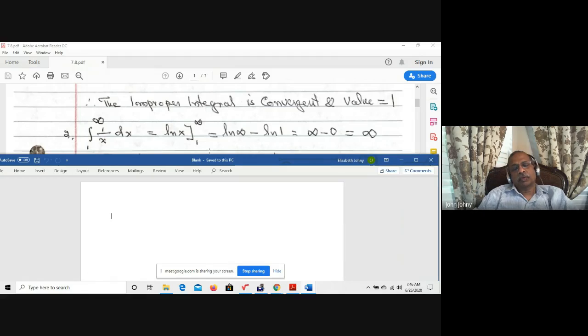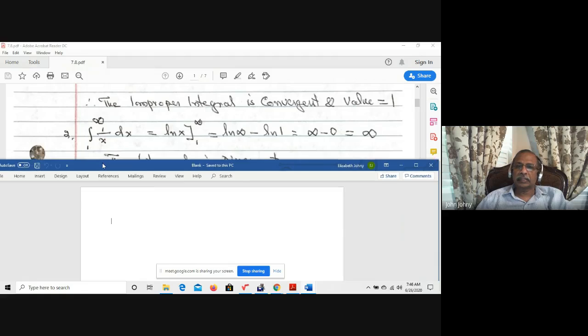Second example, the integral from 1 to infinity of 1 over x dx. The antiderivative of 1 over x is natural log of x. So it is natural log of x from 1 to infinity, that is natural log of infinity minus natural log of 1. Natural log of infinity is infinity, and natural log of 1 is 0, so infinity minus 0 is infinity. So the integral is divergent.